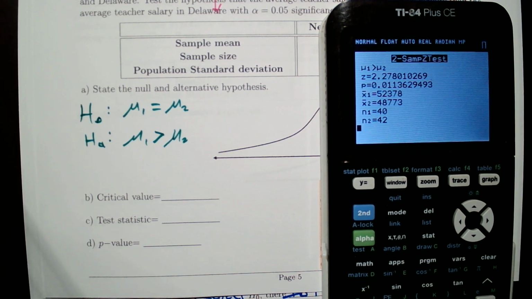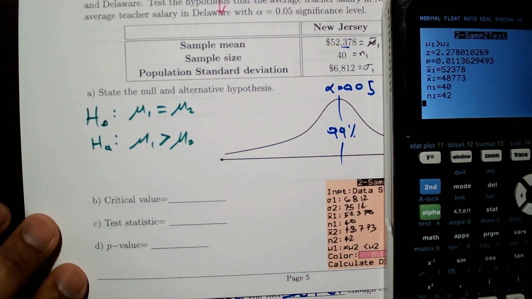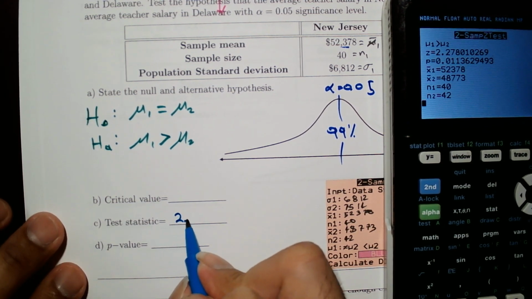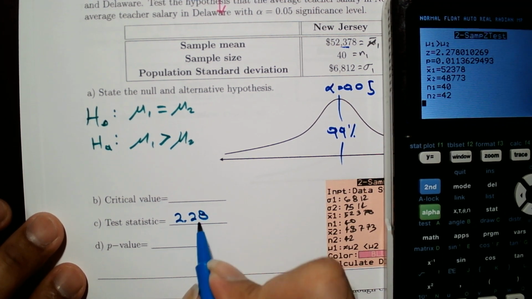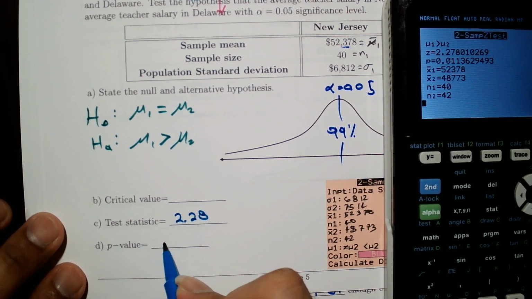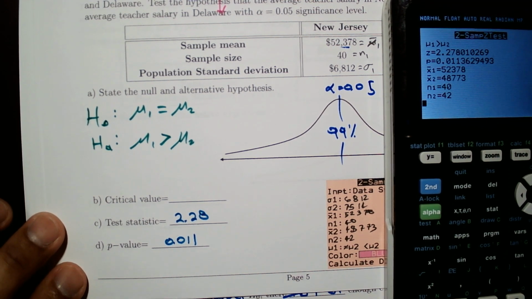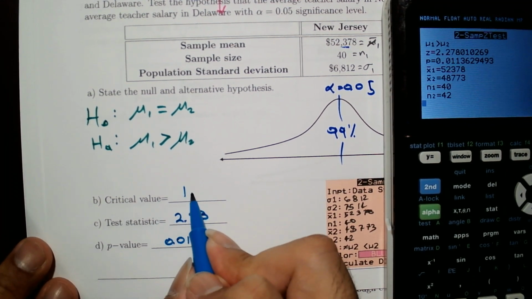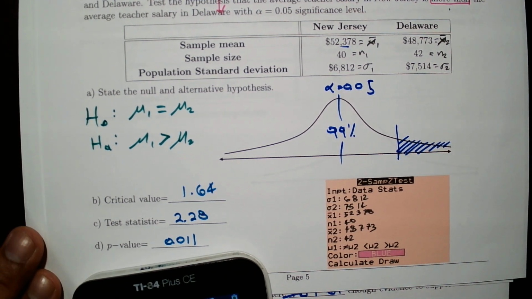All right, so we got pretty much everything we need. So the test statistic is 2.28, and the p-value is 0.011. All right, so let's find out the critical value. I'm going to give it away. That's 1.64. That comes from finding, we have calculated this one many times, but I'm going to do it again just to show you how to do it.